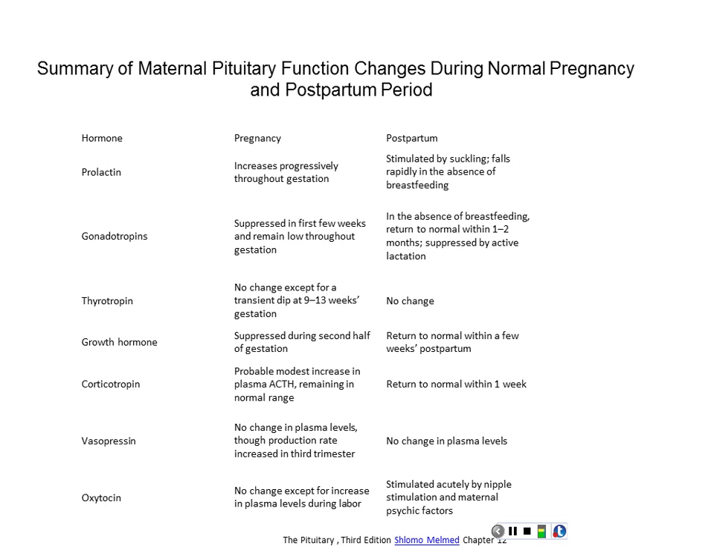Thyrotropin, there's really no changes except for a transient dip at 9 to 13 weeks gestation. Growth hormone is suppressed during the second half of gestation, and it returns to normal within a few weeks postpartum. Corticotropin, there's a probable modest increase in plasma ACTH, and we discussed the schizophrenia of the ACTH, and it returns to normal within 1 week. Vasopressin, there's no change in plasma levels, though the production rate increases in the third trimester. And oxytocin, there's no change except for the increase in plasma levels during labor, and postpartum it is stimulated by nipple stimulation and maternal psychic factors.